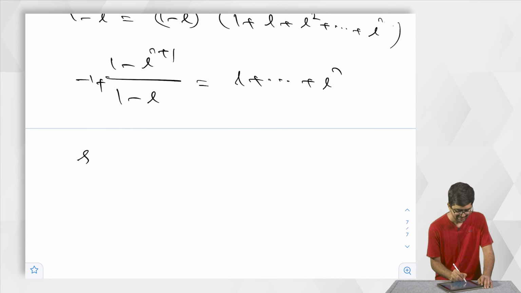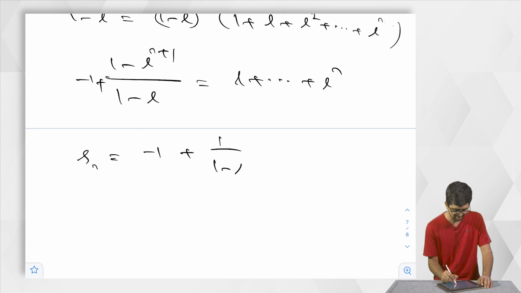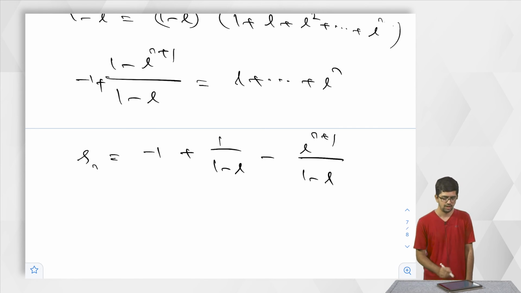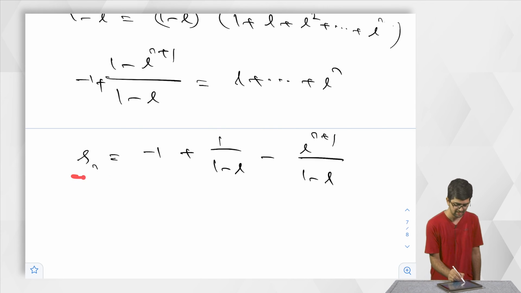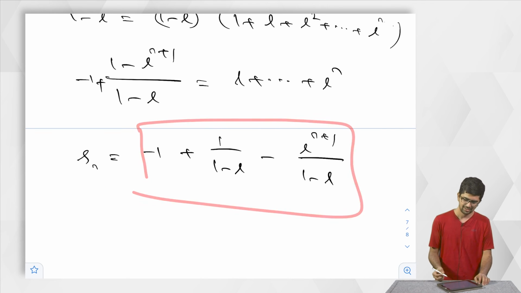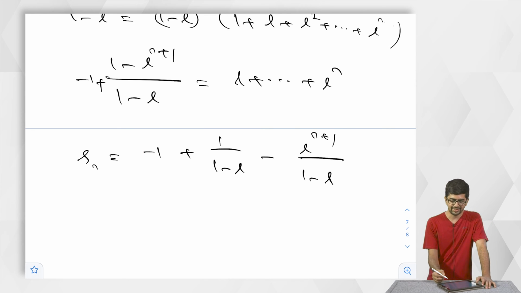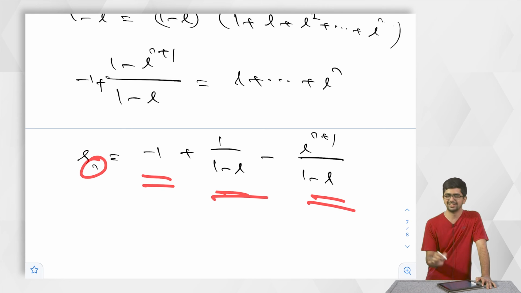Now what do we have? Sn is equal to minus 1 plus 1 by 1 minus L minus L power n plus 1 by 1 minus L. What is the use of looking at it in this form? The nth term in the sequence of partial sums is this, and I hope you are already seeing the nice thing that is happening here. There are only 3 parts. For any n, there are only 3 parts. That is the first nice thing.